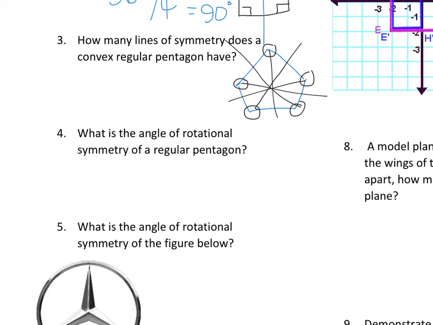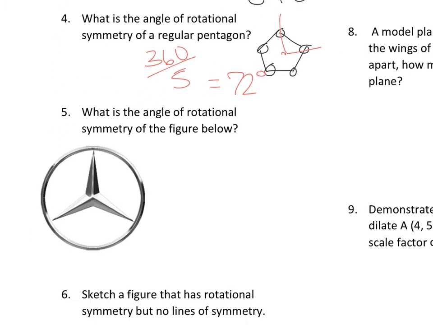And then what is the angle of rotational symmetry? So again, I'm going to draw a pentagon. It has 5 congruent angles. So you could turn it 360 divided by 5. So you could turn it 72 degrees. And then number 5, this one has 3 of these parts that are equal. So if you turned it, you do 360 divided by 3. The angle of rotation is 120 degrees.